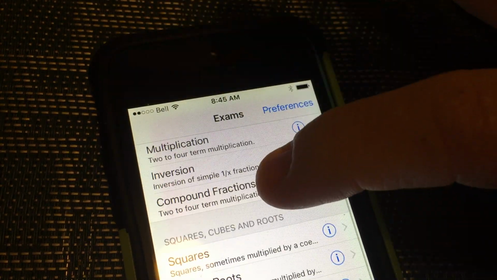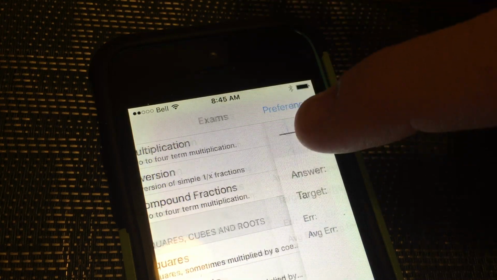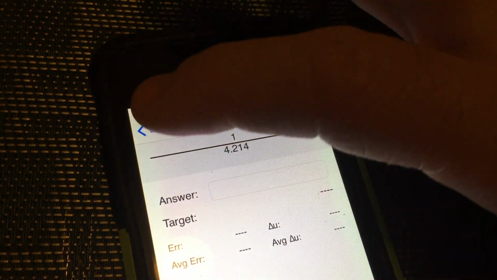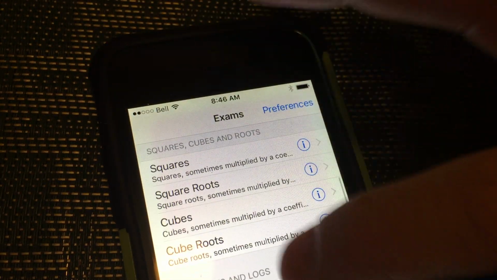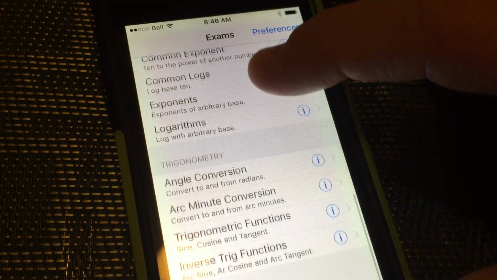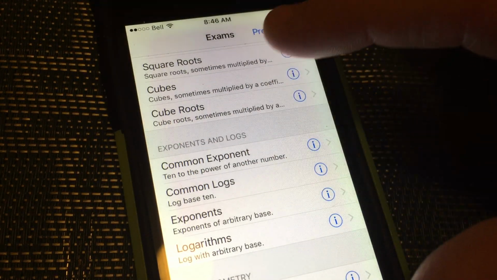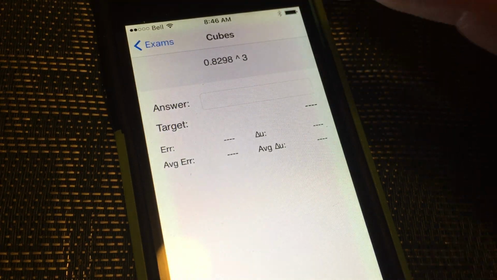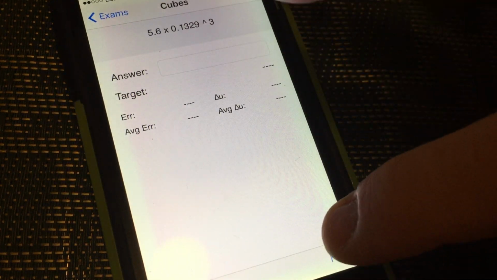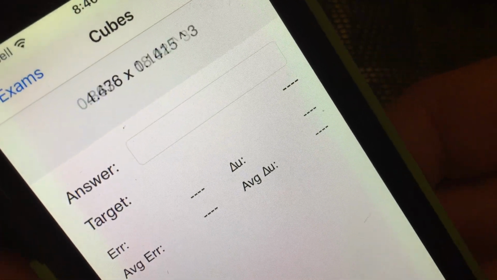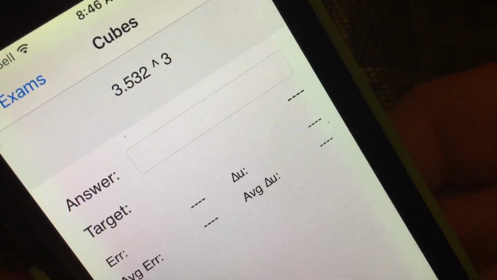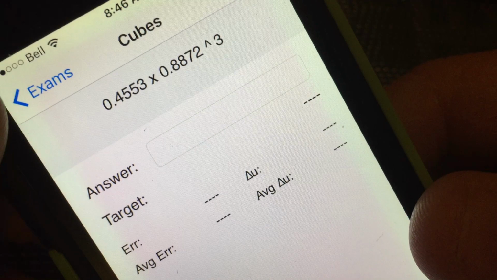And you can do this for inversion, simple fractions, 1/4214. I'm not going to go into all of these, but you've got a lot of different options here to test yourself. Okay, you can do cubes, and each of these things, you do, and then you go next, and it keeps changing the value up here, you see?